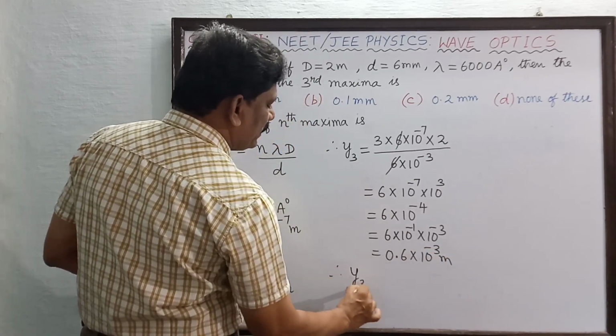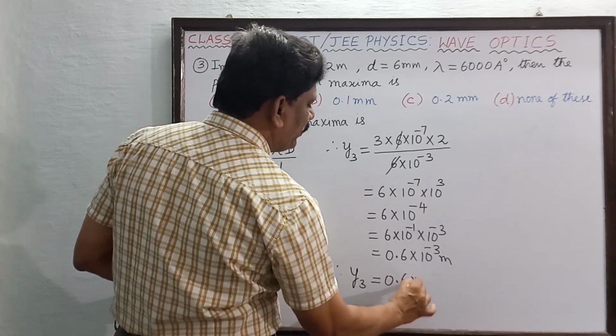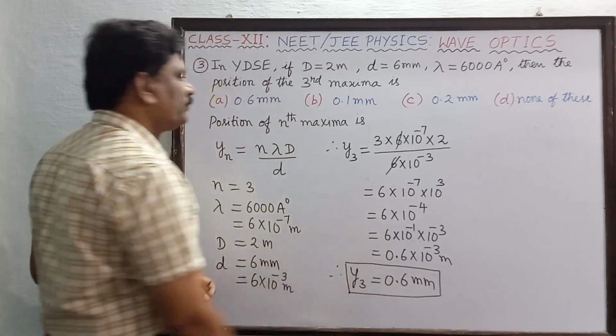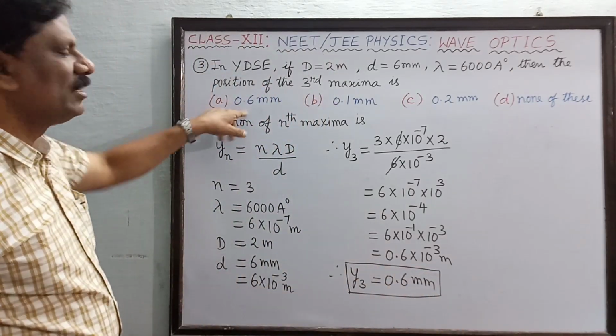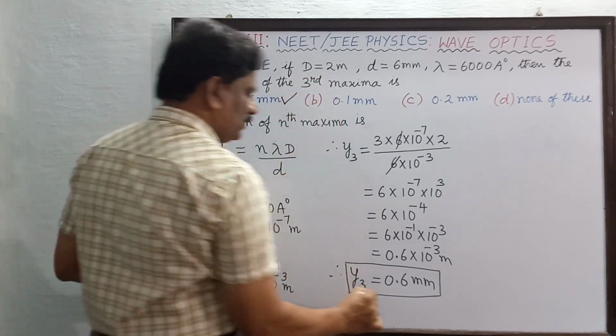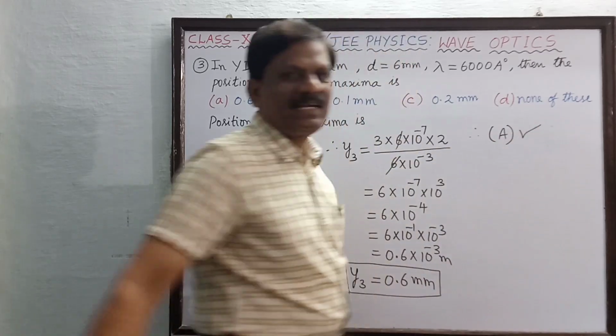Therefore, the distance of the third maxima is 0.6 millimeter. So this is the correct answer. Let us check the options. The first option itself is the correct answer, 0.6 millimeter. Therefore, option A is the correct answer.